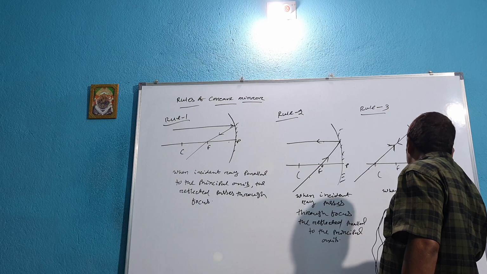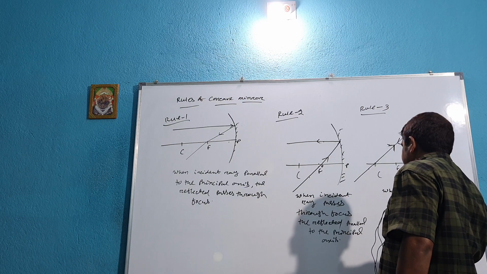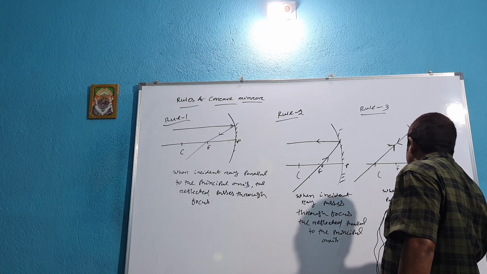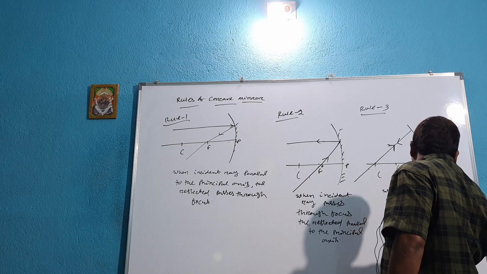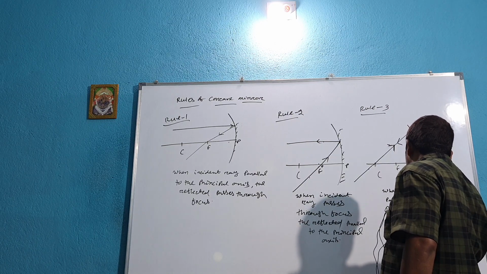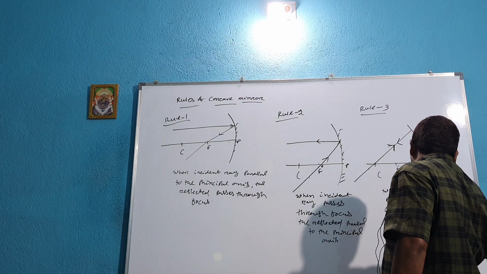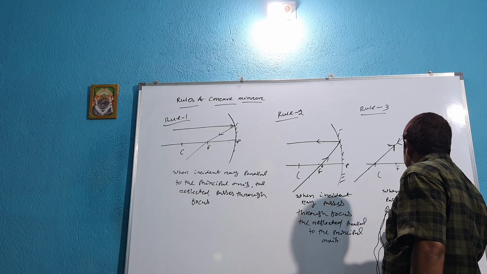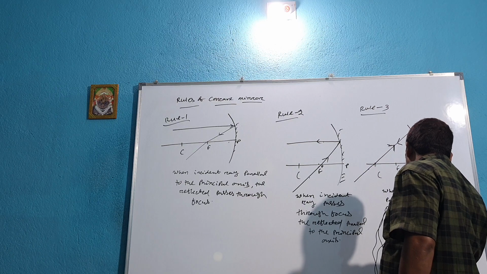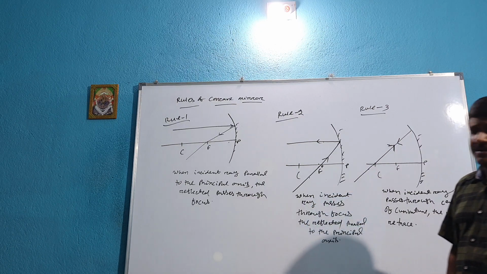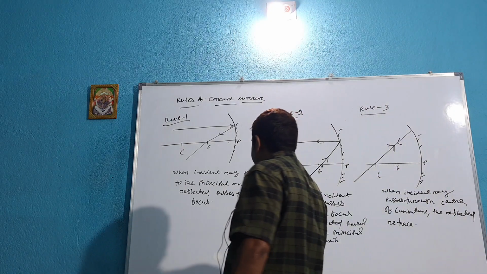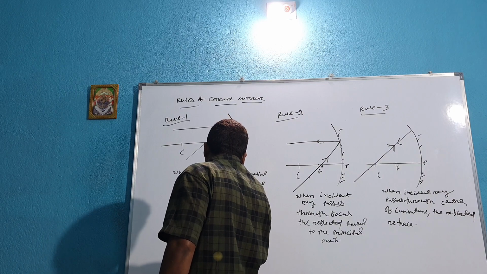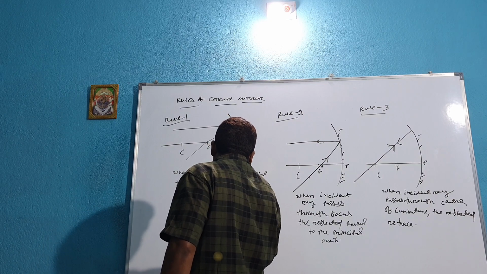When incident ray passes through the center of curvature, the reflected ray retraces. Okay, then next rules. Rule number 4.